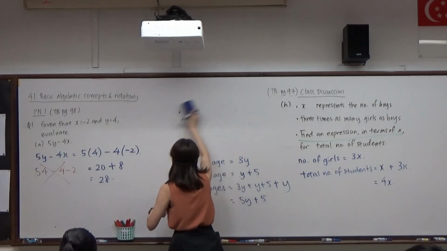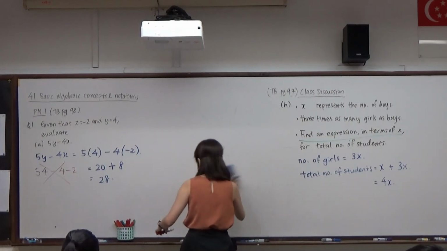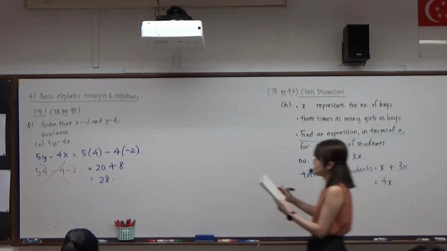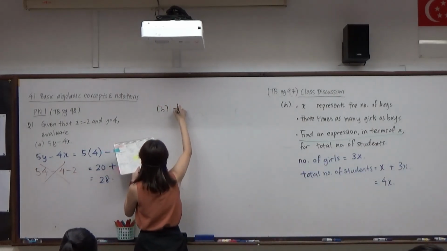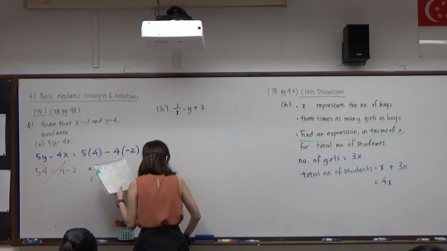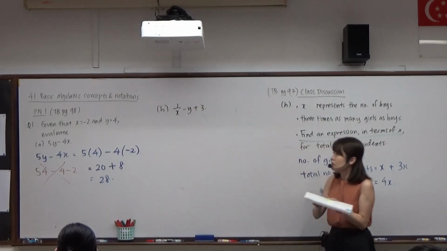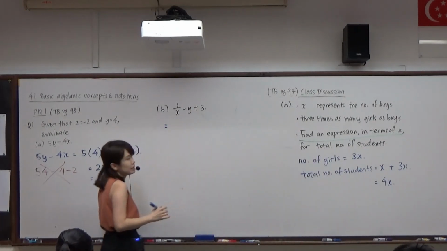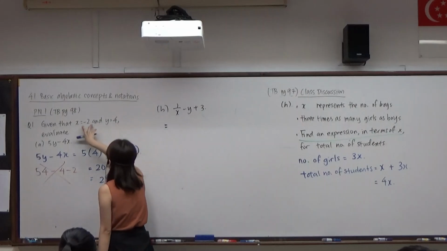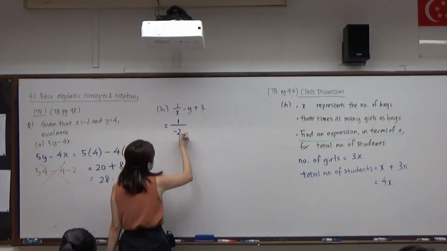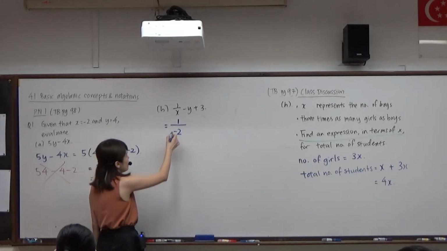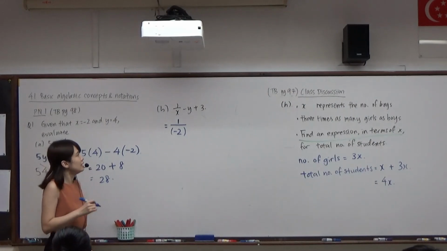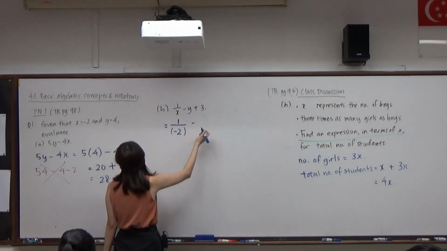Next we look at part 2, or part B. Part B we have 1 over x minus y plus 3. So x is -2. In this case, we see that our x is actually in the denominator. So that means x in the denominator, I will write it like that. It is actually fine if you don't have the brackets. Have brackets, don't have brackets, also okay. So I'll just leave it there as it is.